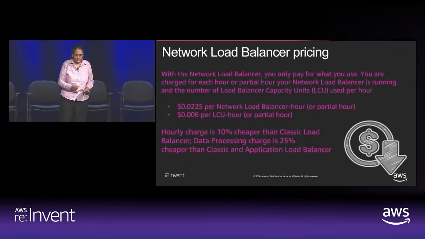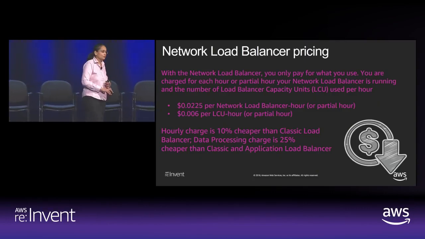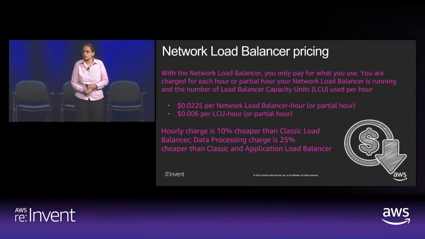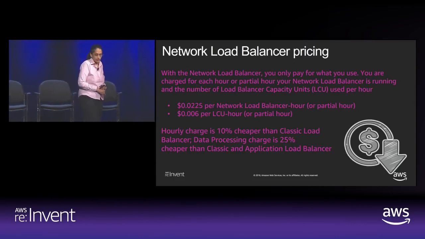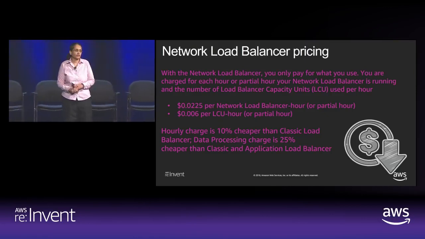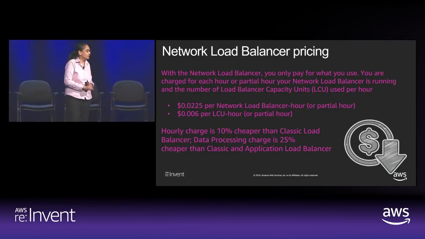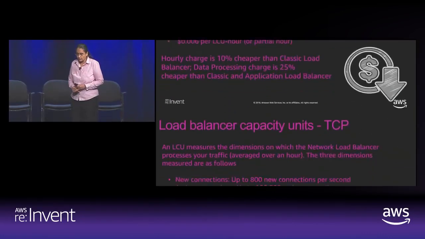Just want to touch on the pricing model. Since the network load balancer is high throughput, millions of connections per second, we price it a little bit differently. So the hourly price is the same. It's 10% cheaper than the classic load balancer, but same as the application load balancer. But the LCU model is a little bit different.